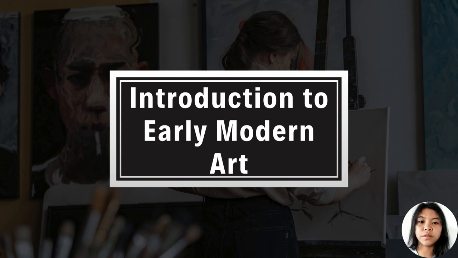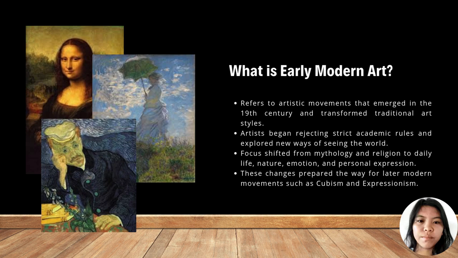First is the introduction to early modern art. So what is early modern art? It refers to artistic movements that emerged in the 19th century and transformed traditional art styles. Artists began rejecting strict academic rules and explored new ways of seeing the world. Focus shifted from mythology and religion to daily life, nature, emotion, and personal expression. These changes prepared the way for later modern movements such as Cubism and Expressionism.